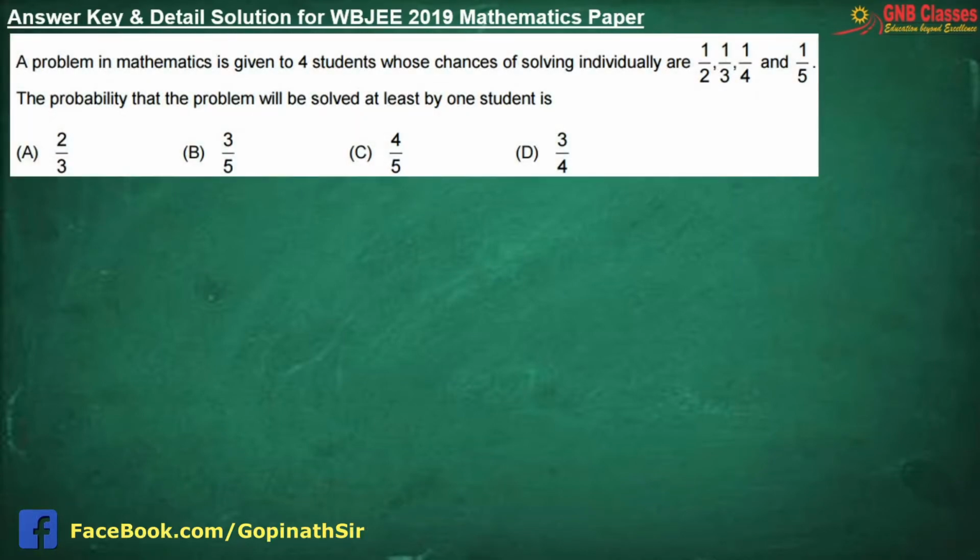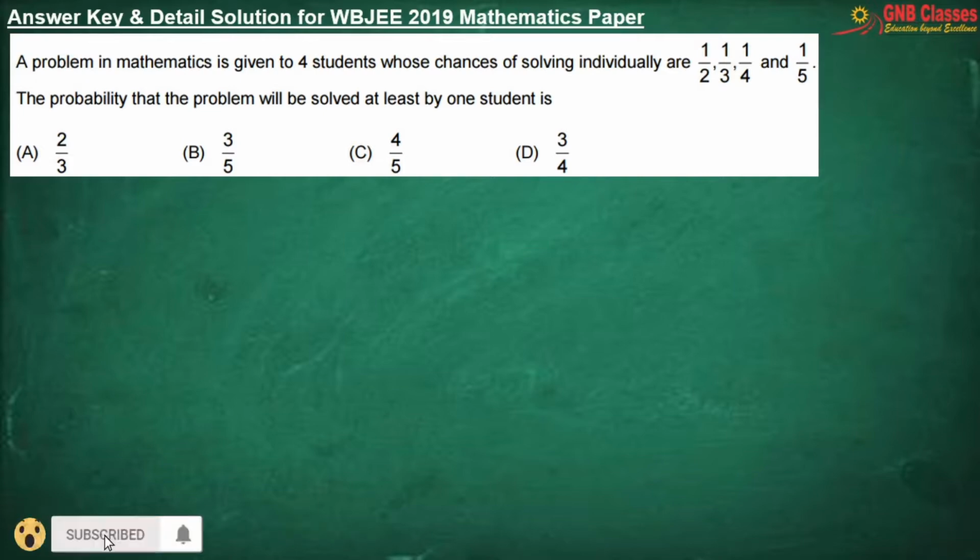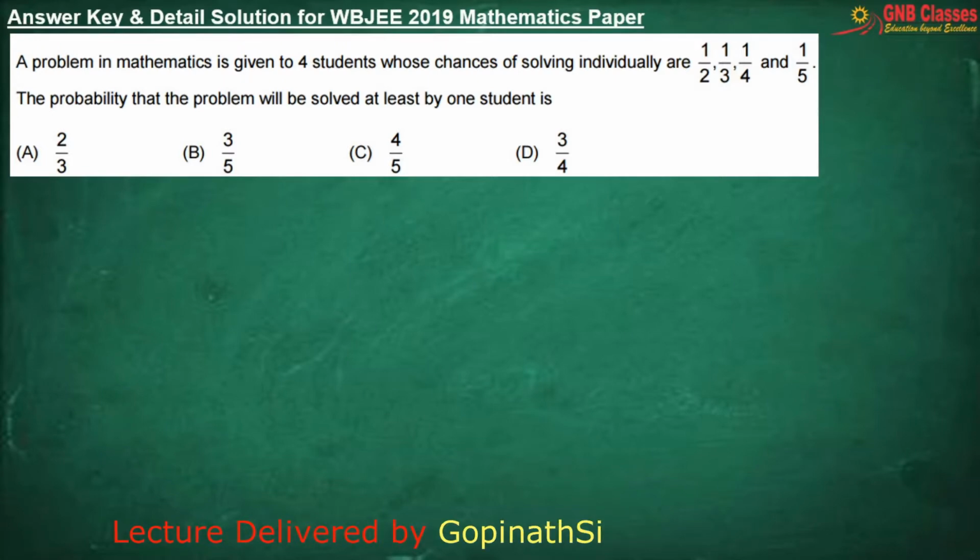It's a question of probability. They have said that 4 students have been given a problem in mathematics whose chances of solving individually are 1 by 2, 1 by 3, 1 by 4 and 1 by 5. Now they have asked to find out the probability that the problem will be solved by at least one student.